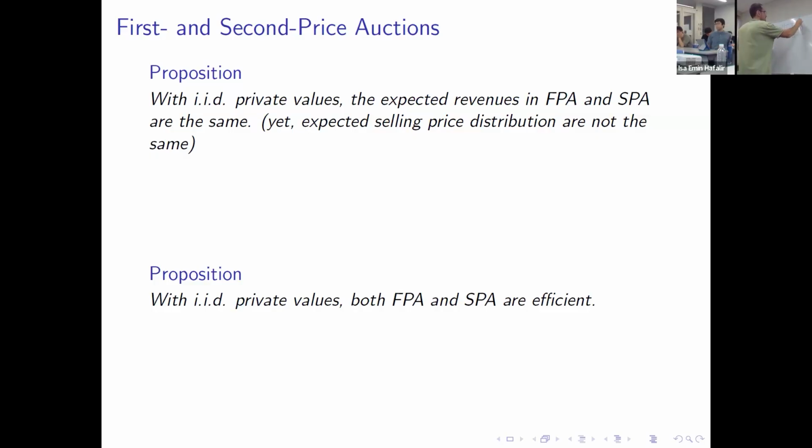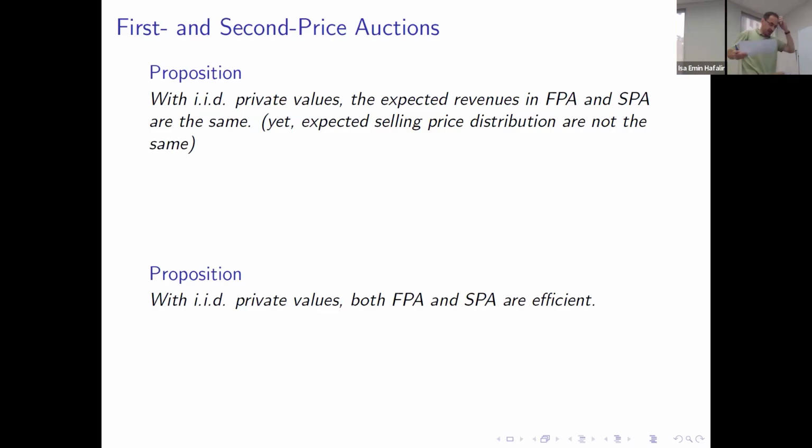So it's 0.5. This is the SPA selling price distribution. This is the FPA selling price distribution. Although they have different shapes, the expectations of these are the same. Therefore, if you do integration by parts, you can write the expectation in a different way, and this would necessarily mean that the area here and the area here have to be the same. Okay.